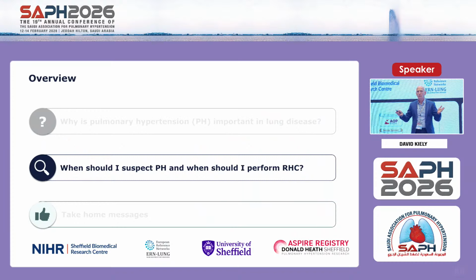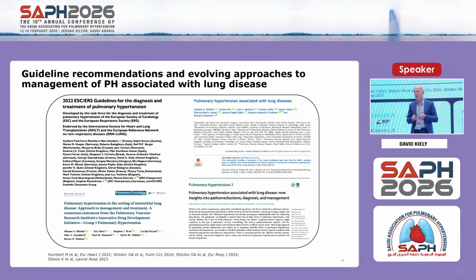So when we're in the clinic, when should you consider the potential diagnosis of pulmonary hypertension in your respiratory population? When should one consider cardiac catheterization? And I just want to highlight that there is quite a lot of published information out there in the form of guidelines, international guidelines. There's also the 7th World Symposium and also some excellent reviews.